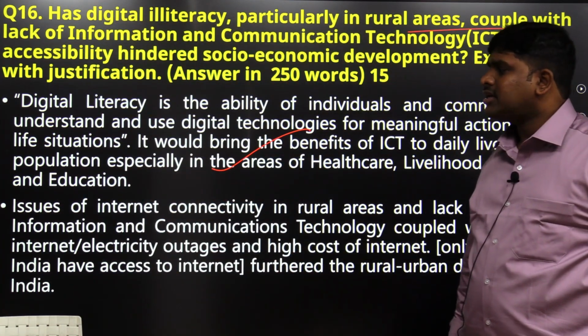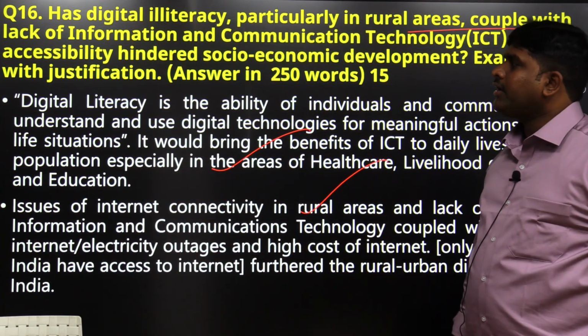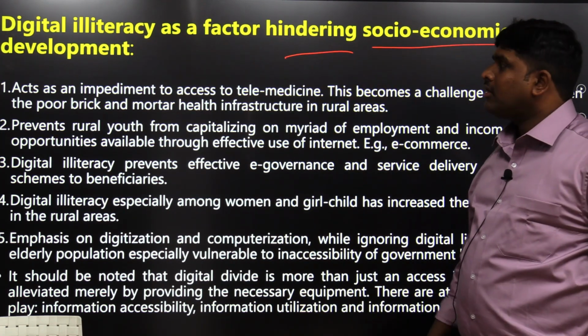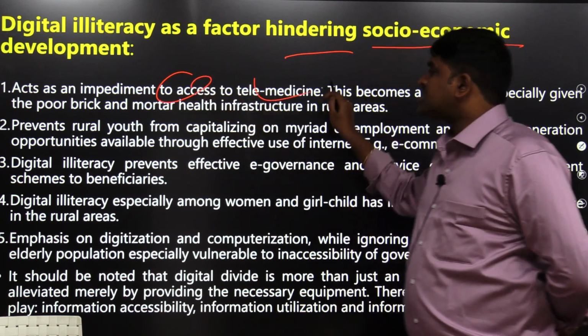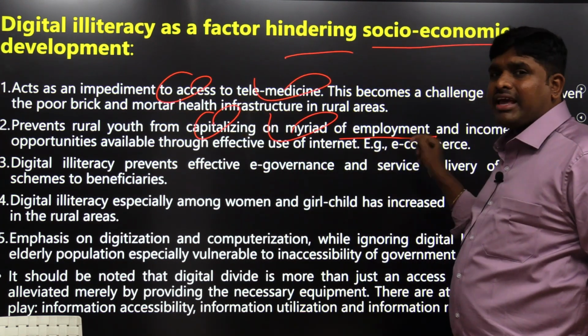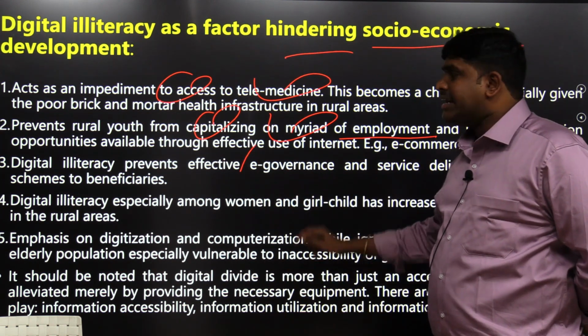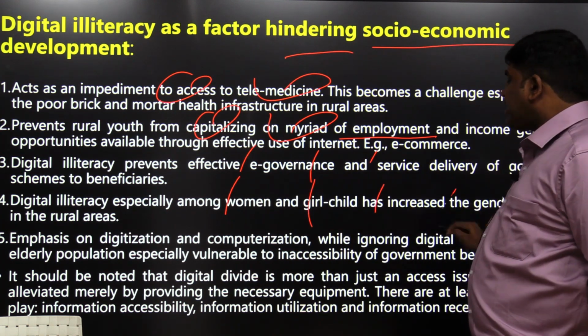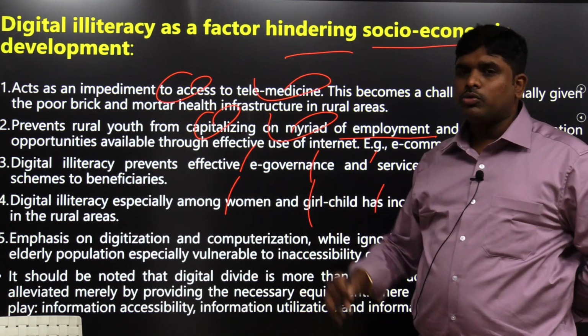What is digital literacy? Issues of internet connectivity. Digital illiteracy as a factor hindering socio-economic development. Why? Because it acts as an impediment to access to telemedicine, prevents rural youth from capitalizing on a myriad of employment like e-commerce. Digital illiteracy prevents effective e-governance measures. Digital illiteracy, especially among women and girl child, has increased the gender imbalance in the rural areas.